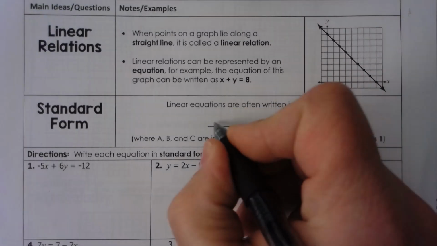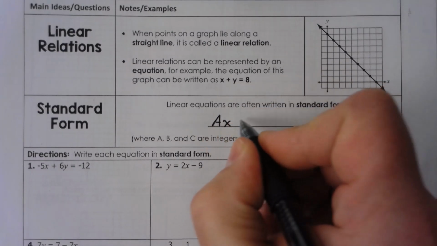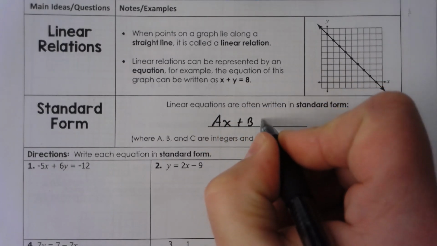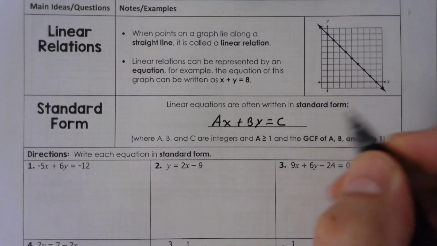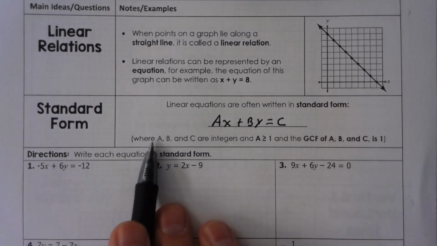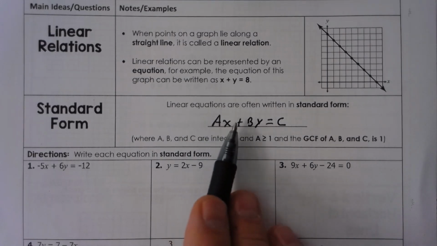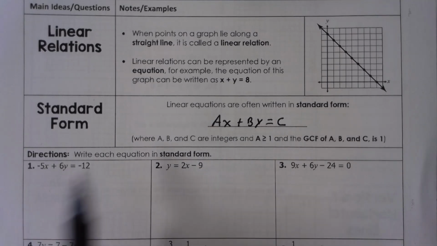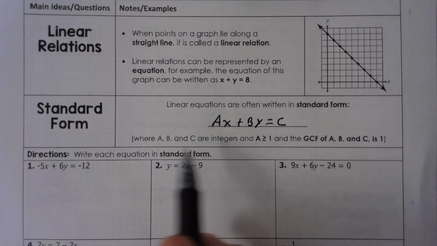Standard form looks like this. Some number a times x plus some other number b times y is equal to c. If you look down here, it says a, b, and c are integers. So you've got to make sure whenever you've got these in standard form that a, b, and c are all integers. There are no fractions whenever we write these.